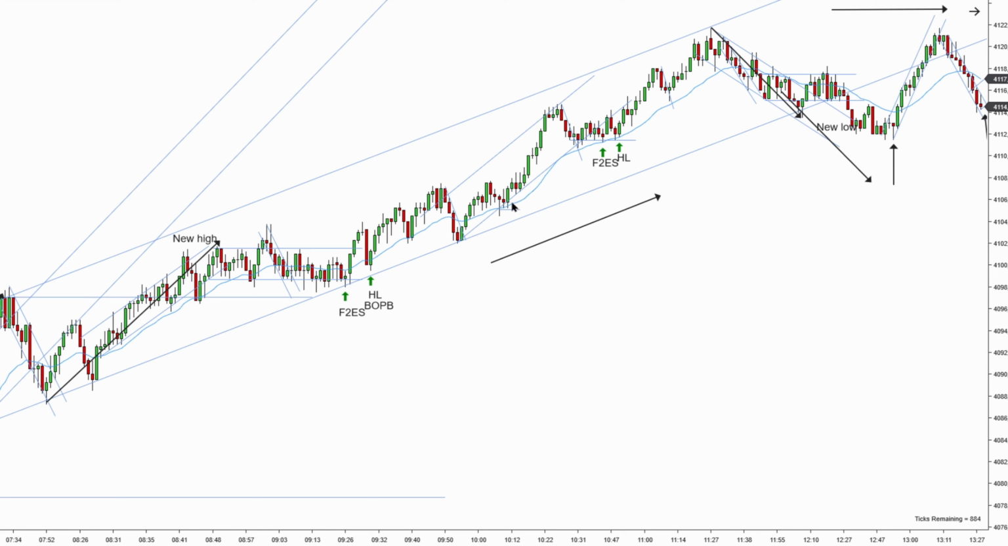Just asking yourself a question: how far am I from the EMA? And is the setup looking okay?